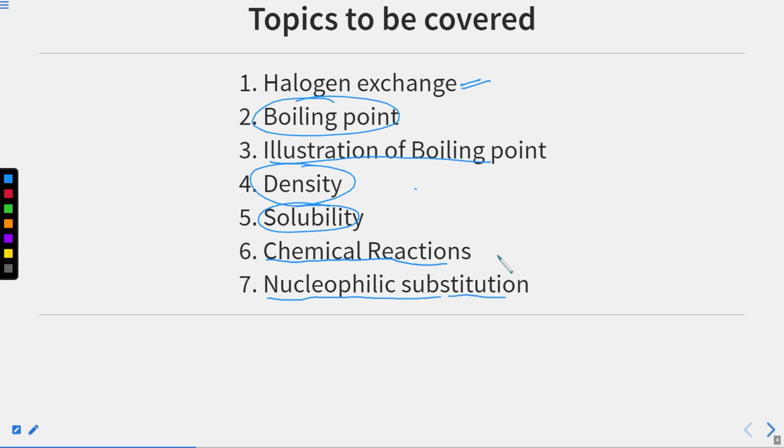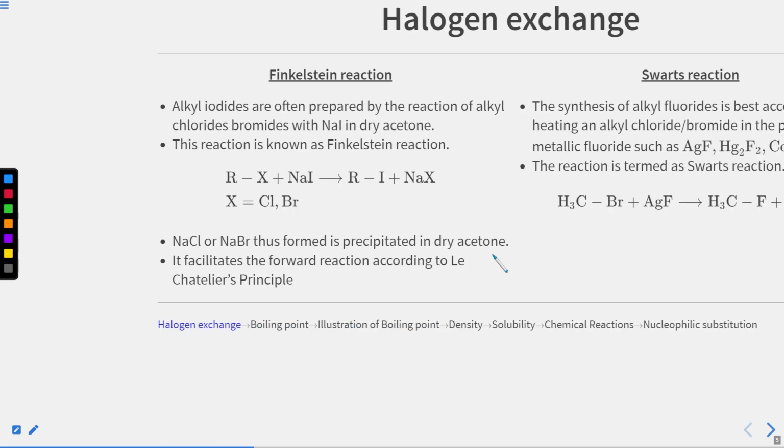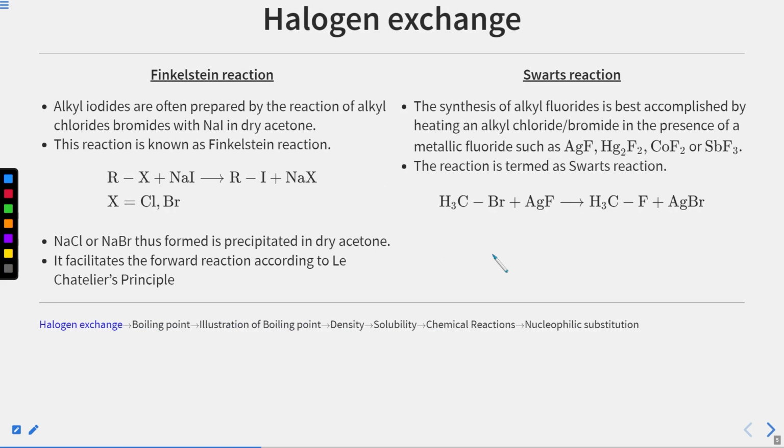So first of all, let us start with halogen exchange. If you see the term, you get the first idea that we are exchanging two halogens. For that, two reactions are very popular in the case of alkyl halides. The first one is the Finkelstein reaction and the second one is the Swarts reaction.